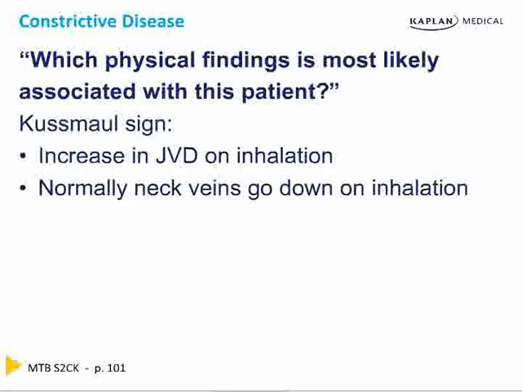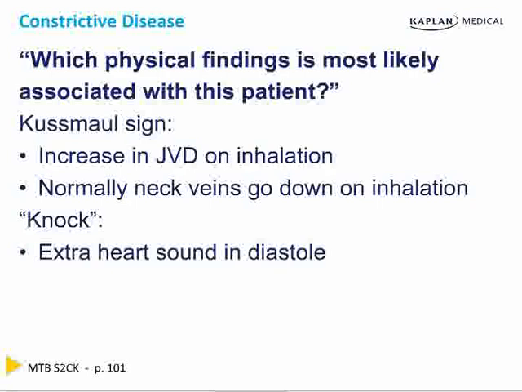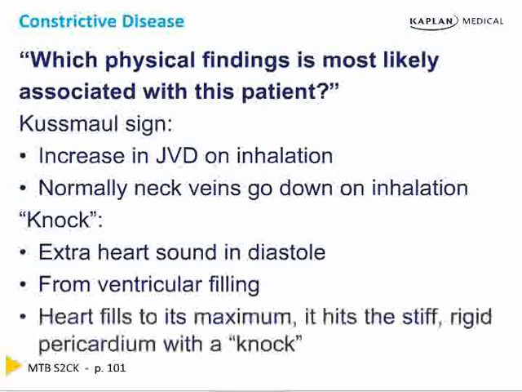There's also a pericardial knock. The heart can't fill. Filling, filling, filling. When it fills up to its maximum, it knocks. I know you couldn't hear what I was saying because of that knocking sound, as your mind was filling up with knowledge.